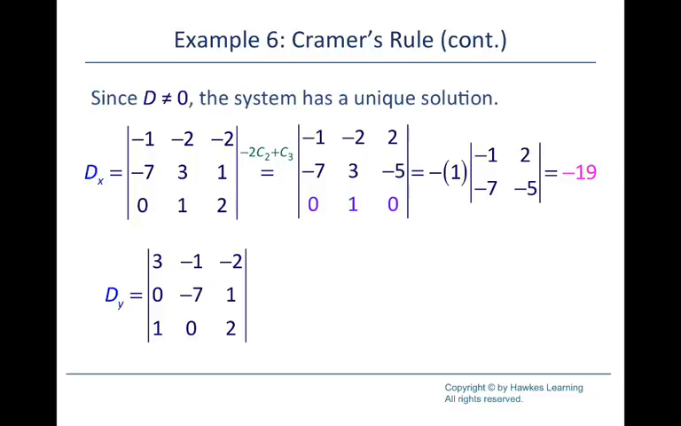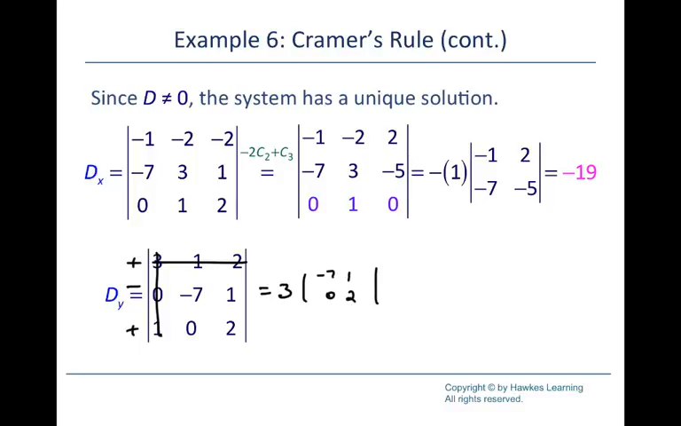Again, we're going to expand around this first row. So we're going to say plus 3, then minus, and then plus. So we'll start with our 3, and the minor for the 3. We've replaced our y column with the answers. So we'll look for our minor for the 3, and this time it's going to be -7, 1, and 0, 2.